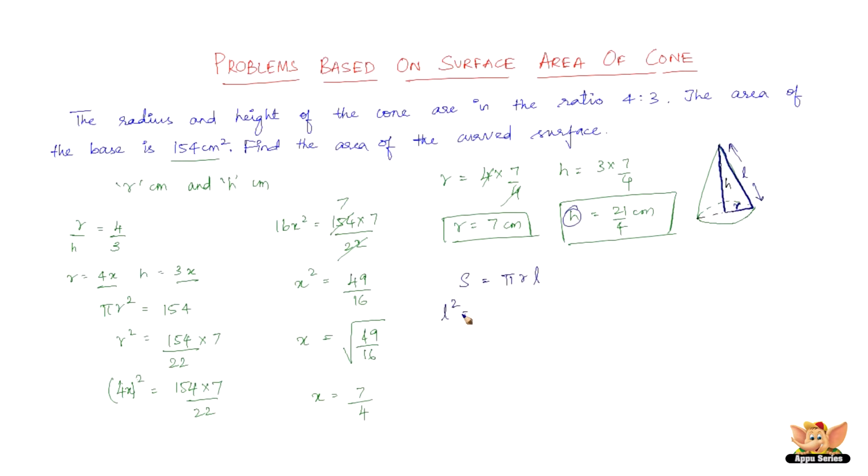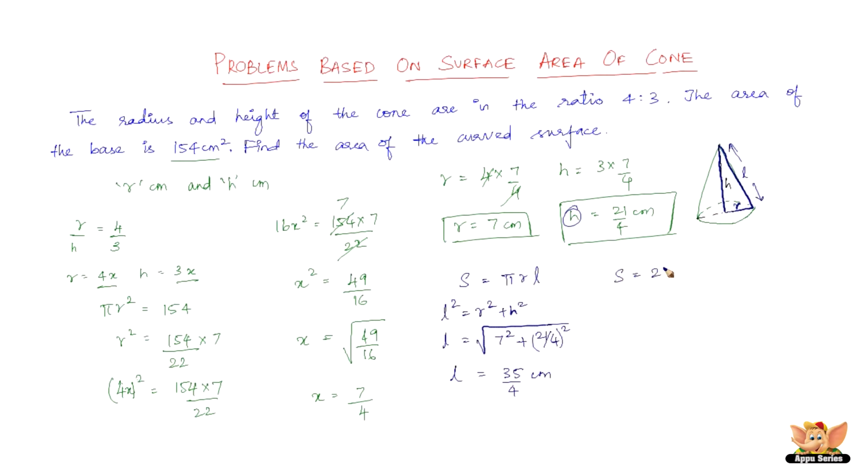So we have L square equal to r square plus h square, because L is the hypotenuse here. So L equals root of r, which is 7 square, plus h, which is 21/4 the whole square. On simplification, we get L equal to 35/4 centimeters. Now let us substitute the values of pi, r and L in the formula of the curved surface area and find the same.